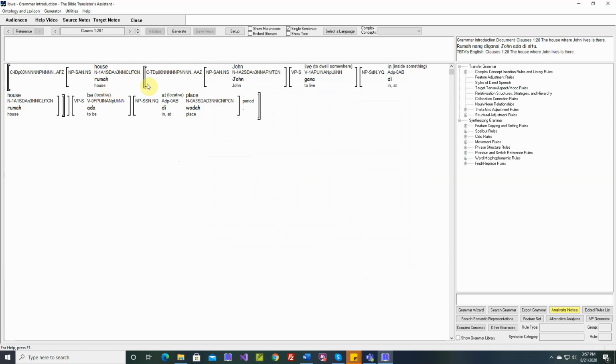This is saying the house that John lives in is at that place or over there. The house that John lives in. In English, we would usually say the house where John lives is over there. So in English, we would also have a special rule that converts the relativizer to where whenever NP-rel is in oblique with a preposition. But for this language, I want to show you this rule.